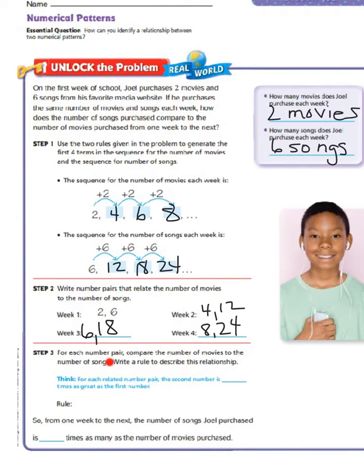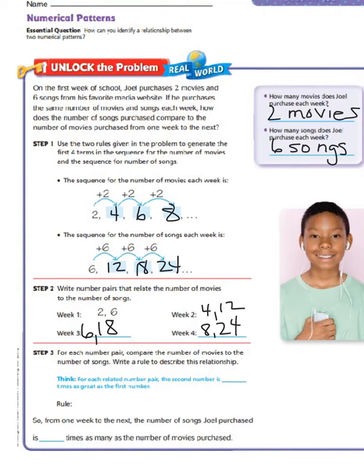For each number pair, compare the number of movies to the number of songs. Write a rule to describe this relationship. Well, we got to kind of think to ourselves. For each related number pair, the second number is how many times as great as the first number?